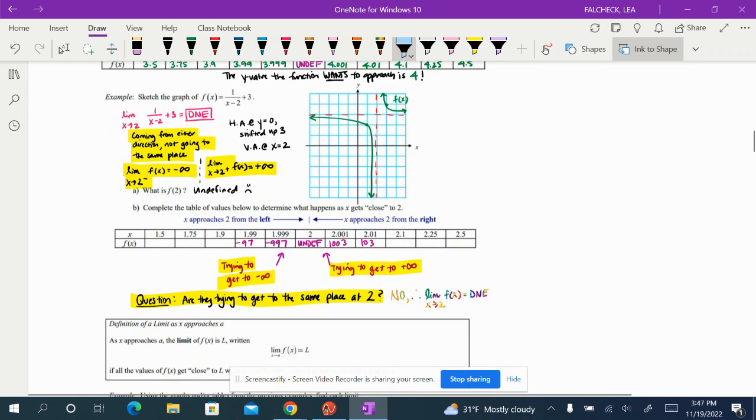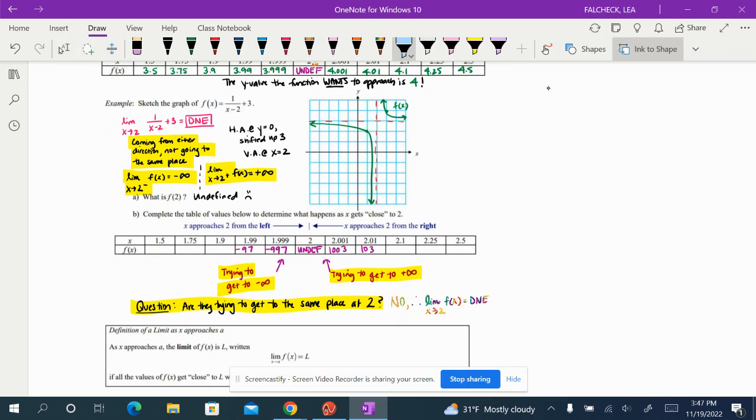Look at example number 2. You should have sketched this nice rational function over here. We are going to have the limit as x approaches 2 of 1 over x minus 2 plus 3, and that limit is not going to exist, or we say DNE, does not exist. And here's why. So let's look at f of 2, right? What is f of 2? F of 2 is undefined because x equals 2 is an asymptote. It's not a point on the graph.